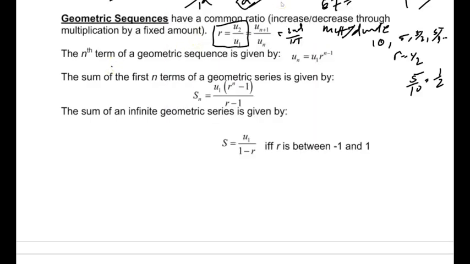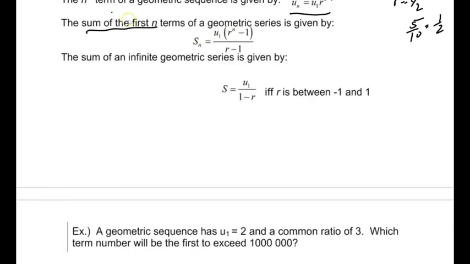And just like arithmetic sequences, it all depends on what they're asking for. If they want a certain term of a sequence, use this formula, how you find your term number. If you want the sum of the first n terms, use this formula. There's actually 2 in your formula sheet, doesn't matter which one you use. And if they say infinite geometric sequence, they have to say that, then you can use this formula.